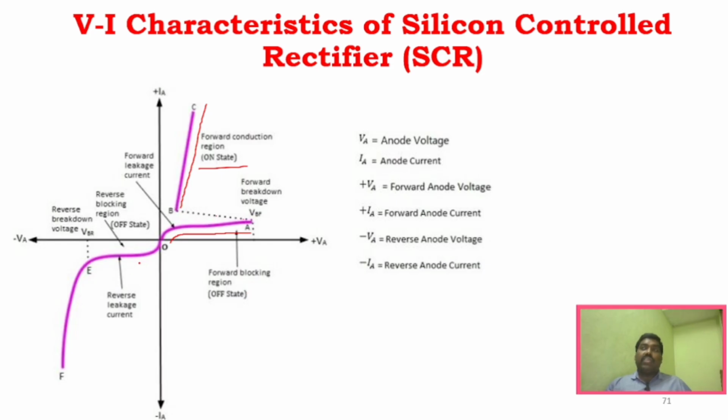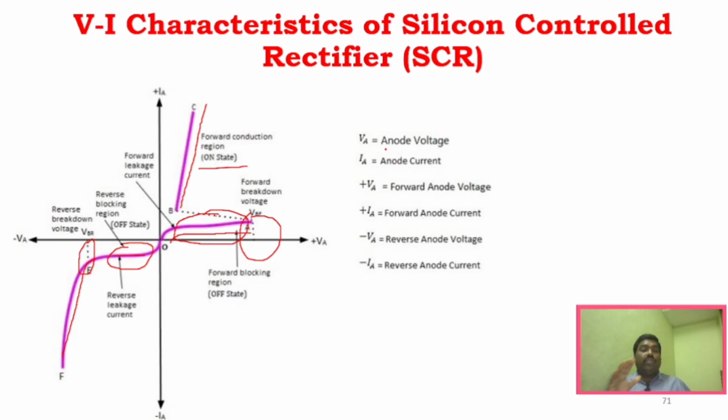Similarly, in the reverse direction, there will initially be a small leakage current, right? And if you keep on increasing, SCR breakdown will happen, that is, avalanche breakdown will happen. The SCR will completely get damaged and the reverse current will flow. This particular voltage is called the reverse breakdown voltage, whereas this particular voltage is called the forward breakdown voltage, and this is called the forward leakage current, whereas this is called the reverse leakage current, right? This is the VA characteristics of the silicon controlled rectifier.